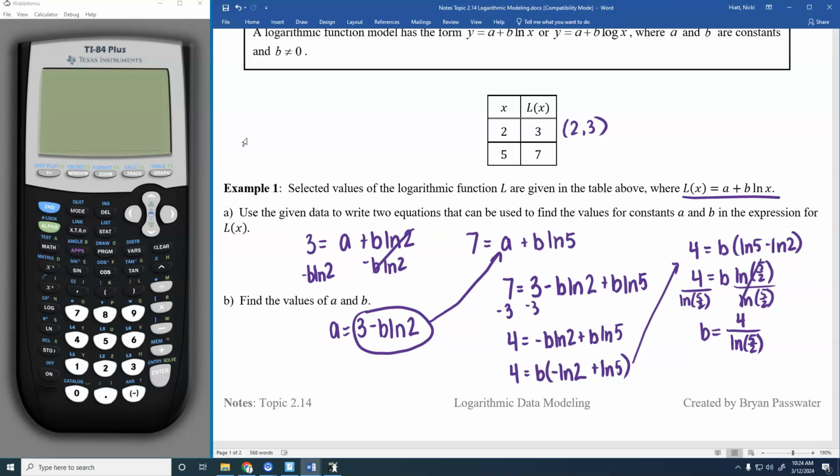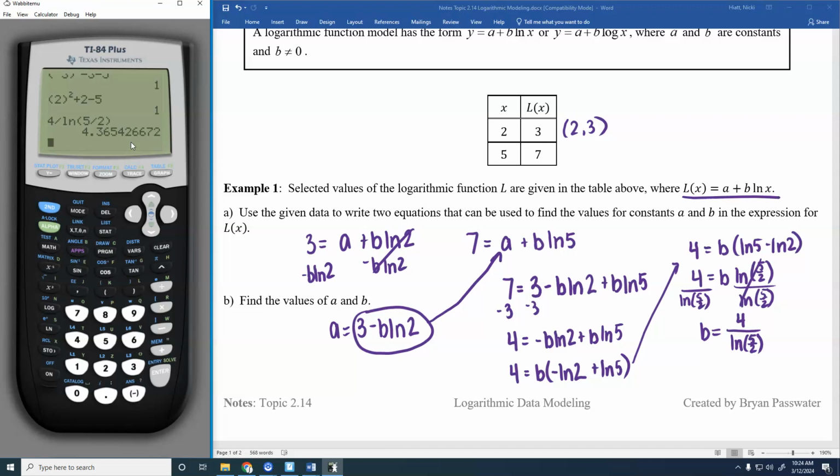That's pretty much where you're going to have to leave this one. There's not really a lot you can do to change that. So that's your B value. It's a number because if I wanted to, I could go over here and type this into the calculator: 4 divided by natural log of 5 halves, and it's going to give me a decimal for that. So this is an answer. It sort of feels like it's not because it's still complicated, but it is.